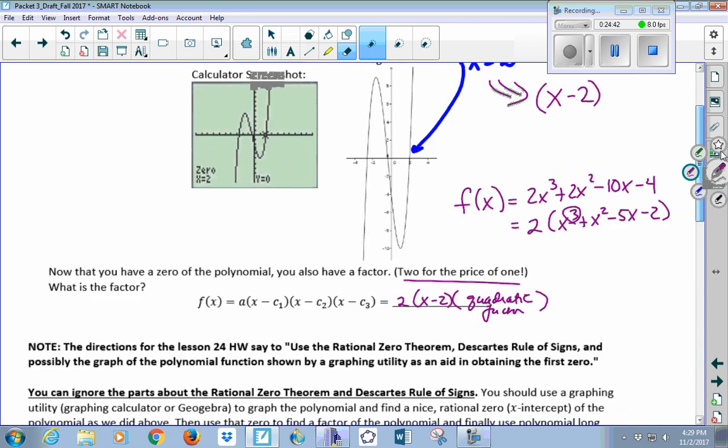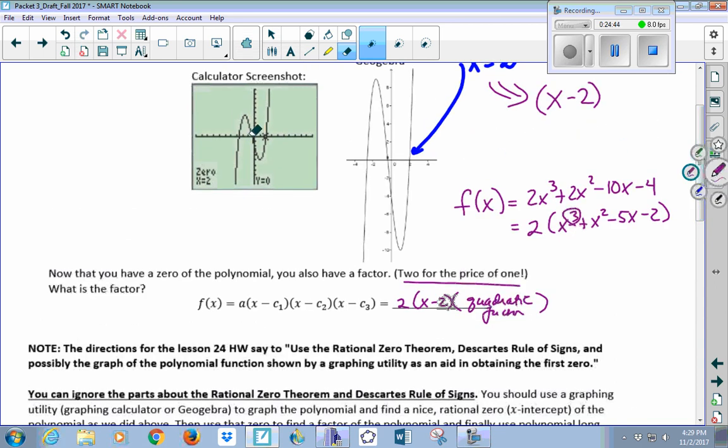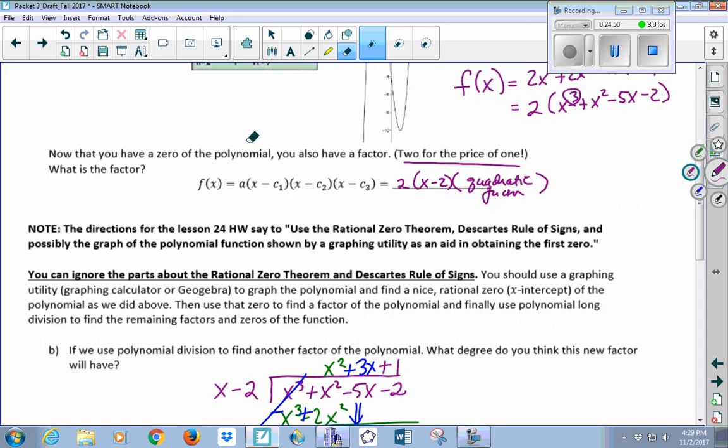So let's see, I'm going to come up here. Maybe I didn't look at it correctly. Oh yeah, that's negative 1, negative 2, and that's negative 3. So the zero is approximately negative 2.6. All right.